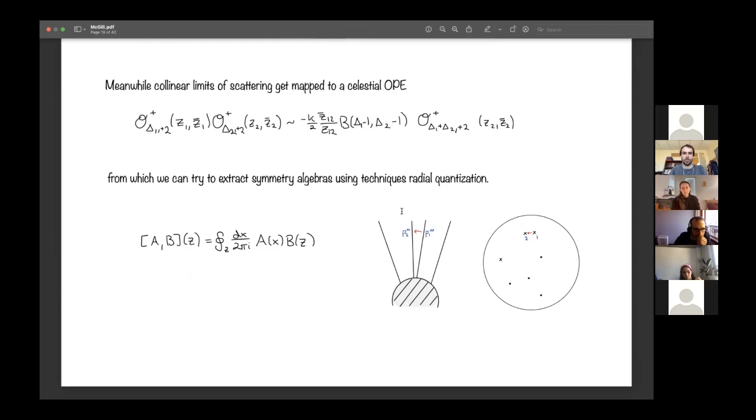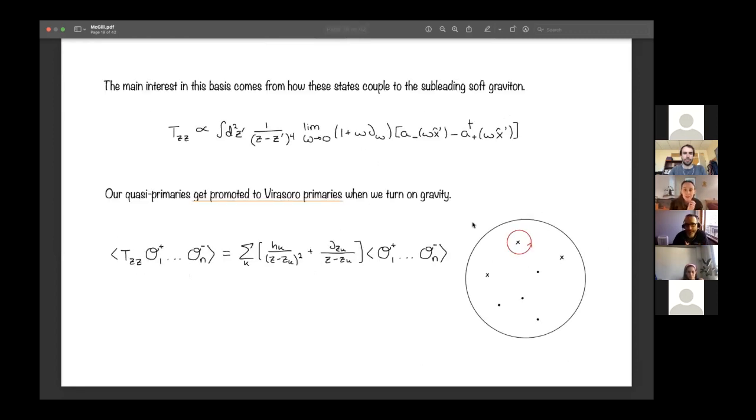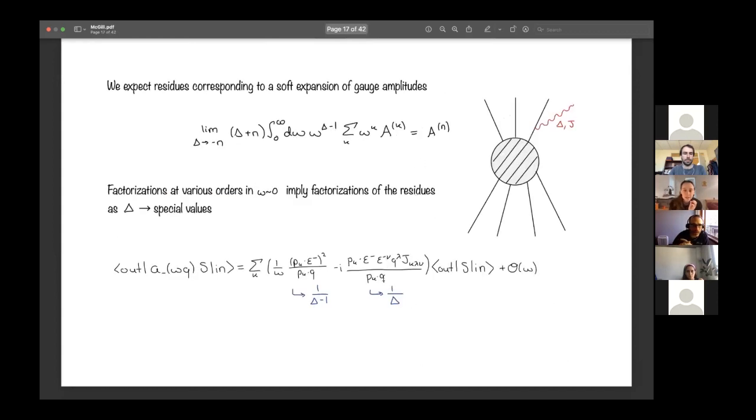So the collinear limits, and this is part of the subtlety with, sorry to slow you down, where did the Virasoro primaries getting promoted come from? You're not taking some other state, you're literally addressing just the coupling to the soft graviton. I didn't want to go into the derivation of the Ward identity, because I feel like I've given the talk too many times.